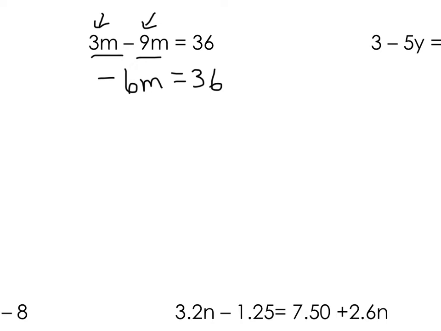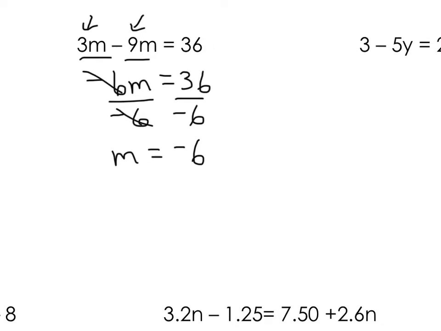We now need to get rid of that negative 6. We can do that by dividing both sides by negative 6. Then these will cancel, and you have just m equals a negative 6. A positive number divided by a negative is a negative 6.